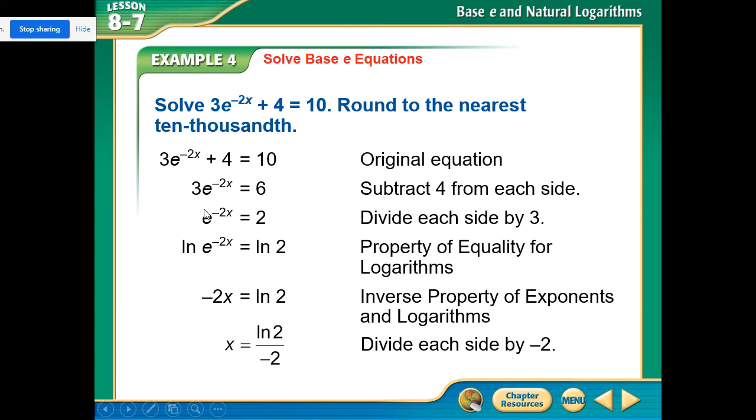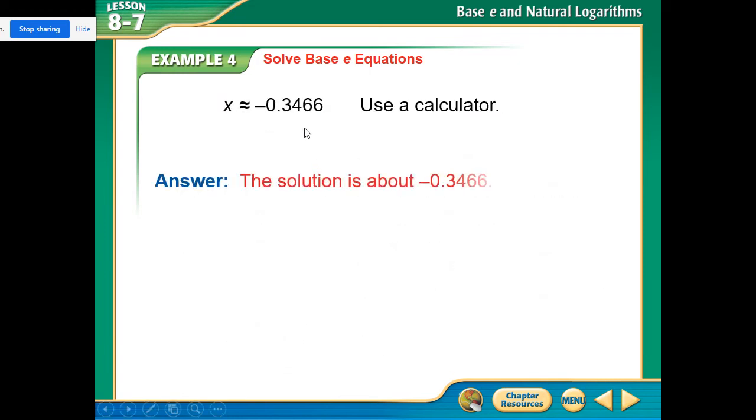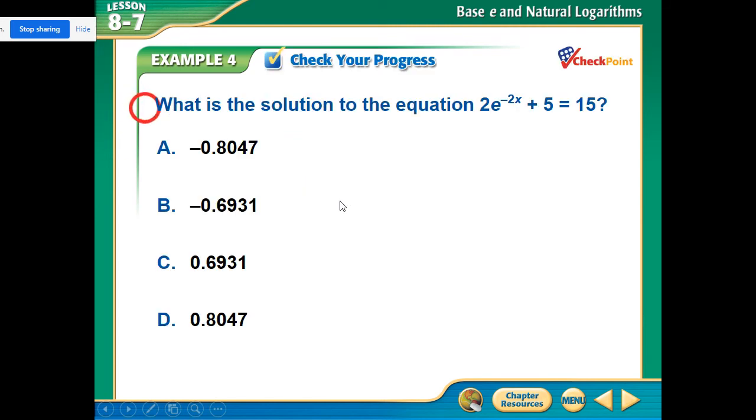So again, I got to get my e by itself, and then if I take the ln of both sides, those will cancel, leaving me just that negative 2x here. ln of 2 we haven't done anything with yet, but we can type that in our calculator. ln of 2 divided by negative 2 does give us this value. All right, so trying another one here, we're going to have to move the 5 over and then divide by 2, and then take the ln of both sides, and you should get the negative 0.8047.